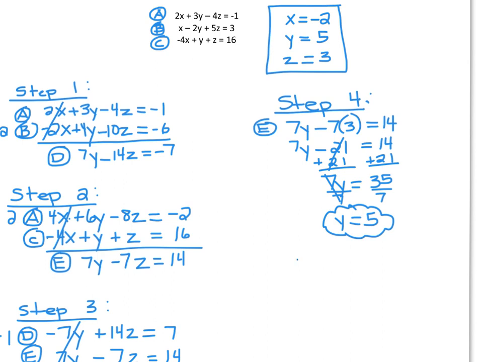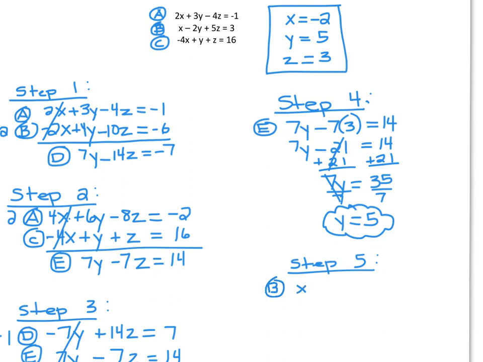We know 2 of the 3 variables. So let's see, we know the y and we know the z. So the only thing we don't know is the x. So basically, you can go back to any one of these original equations. I'm going to use equation B because x is by itself. And we're just going to plug in 5 for y and 3 for z, and we'll use that to solve for x.